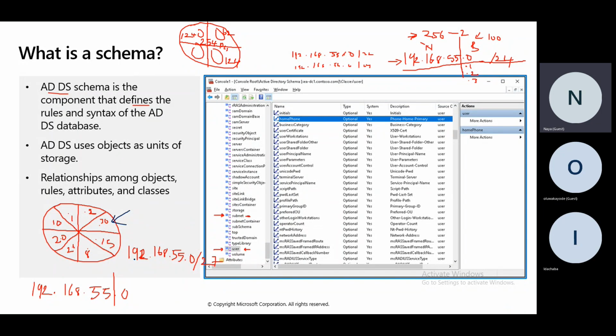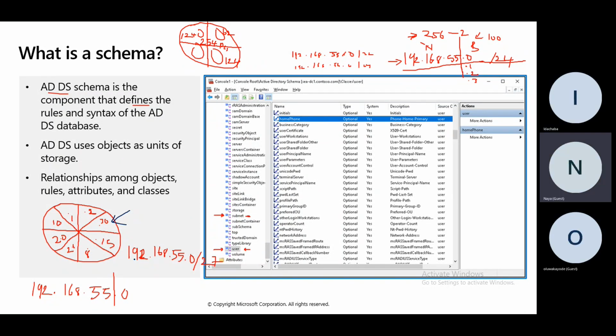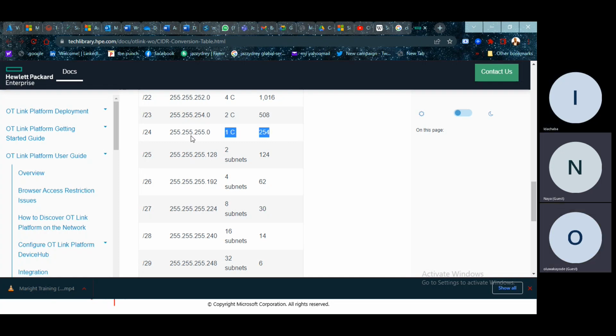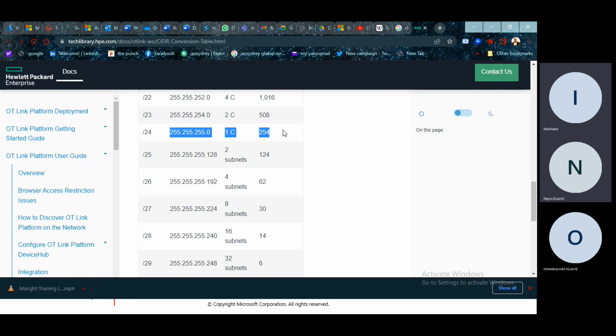I said your organization has 8 departments. So you have decided to break your network into 8. When you are breaking your network, this is the first network. The maximum you can have is 254, which you have established, right?